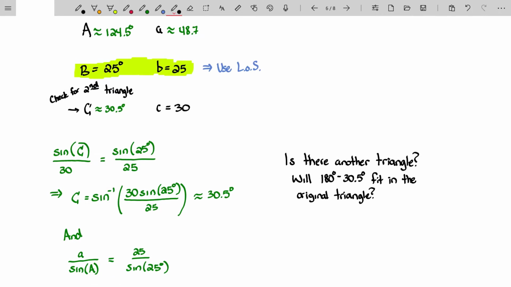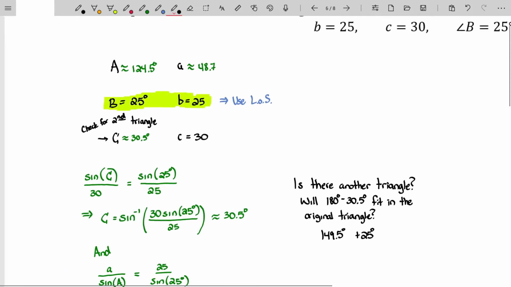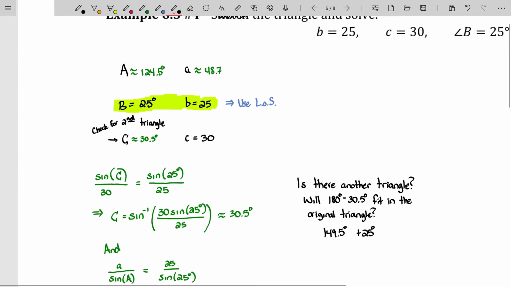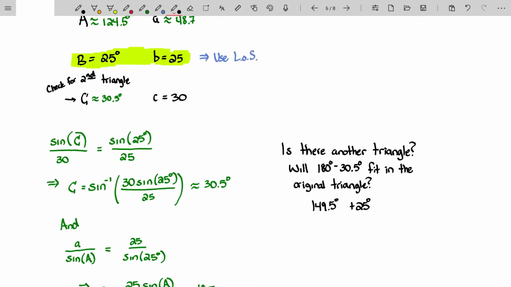And in fact, 180 minus, like I said, 30.5 gives us 149.5 degrees. But remember, we still had a 25-degree angle given to us initially. That was angle B. And so this is equal to what? 174.5, I think?